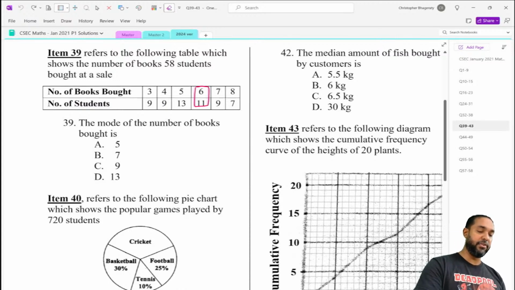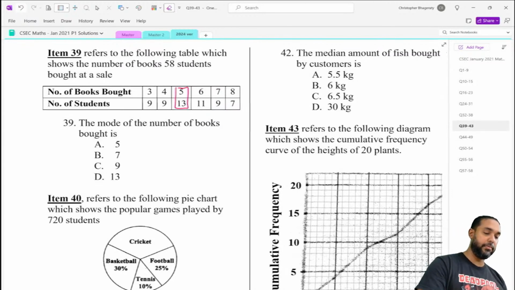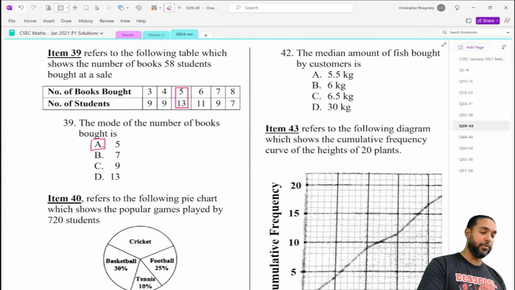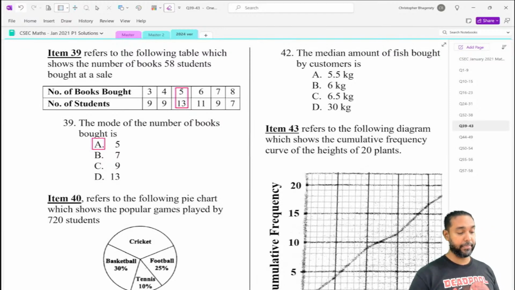11. And the number of books that corresponds to that is? Oh no, the highest number is 13. Wow. And it was right there in plain sight, eh?